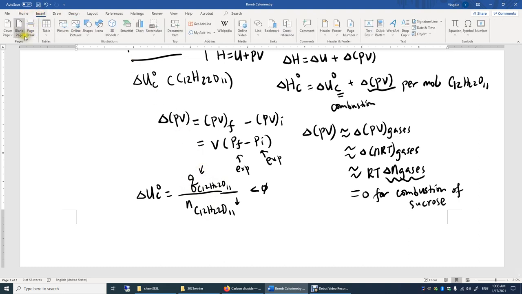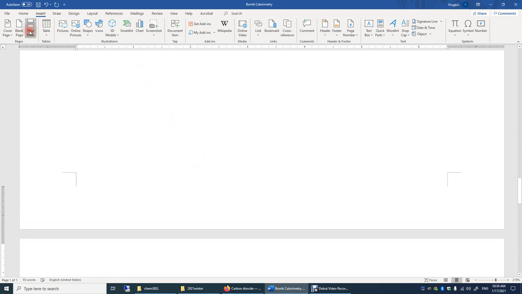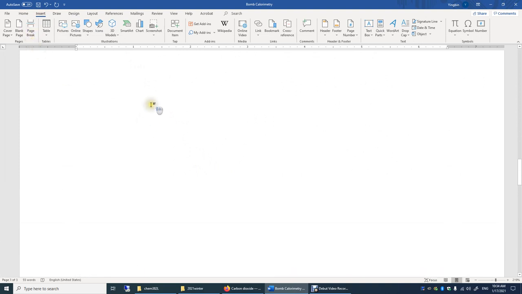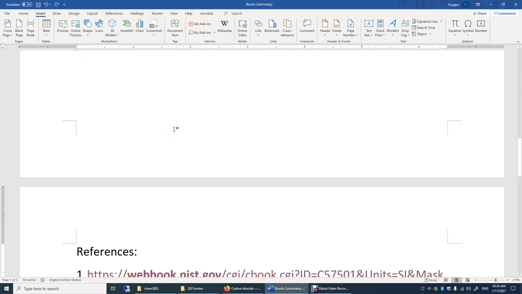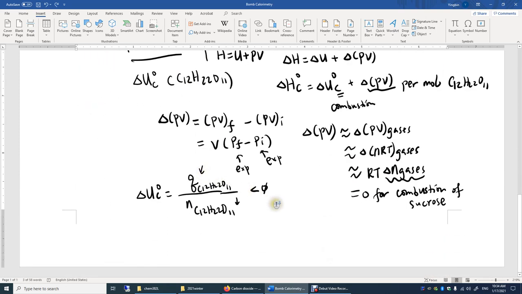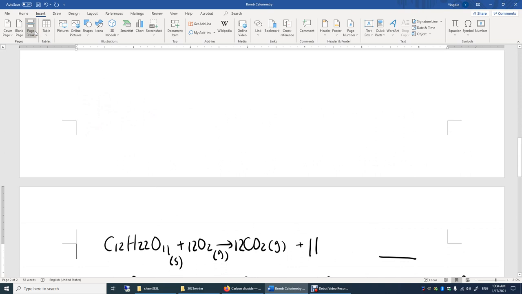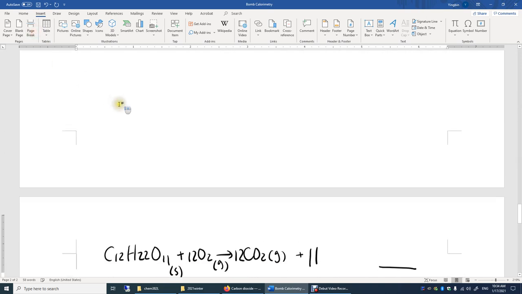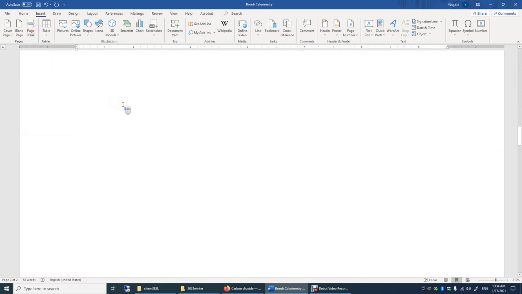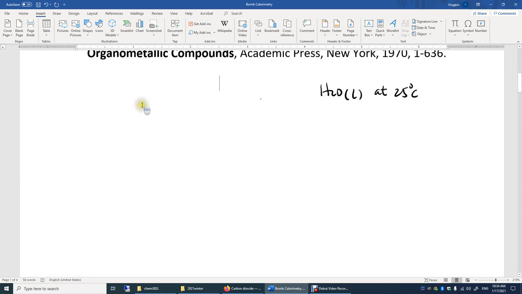To determine the reaction heat, we'll have to use a water bath to... Okay, I think I need to insert a few blank pages to continue.